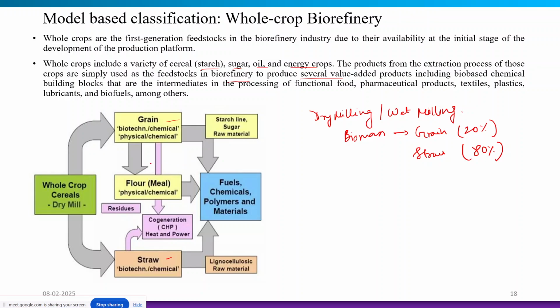So the grain will deliver this starch platform. From the grain we are getting the starch, sugar and other raw material. This behaves as a starch platform, and the straw will give you the lignocellulosic feedstock platform. From these two platforms, we are getting a lot of fuels, chemicals, polymers and other materials, right? In between, whatever be the residue, this can be converted and used for heat and power generation. This is the scenario for the whole crop biorefinery.